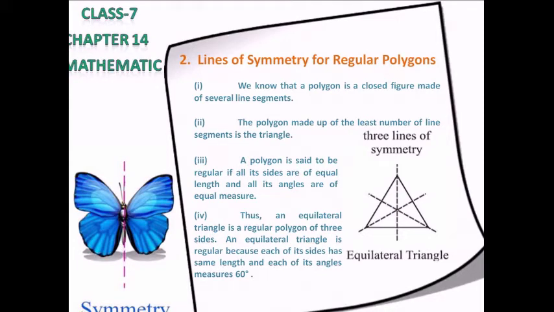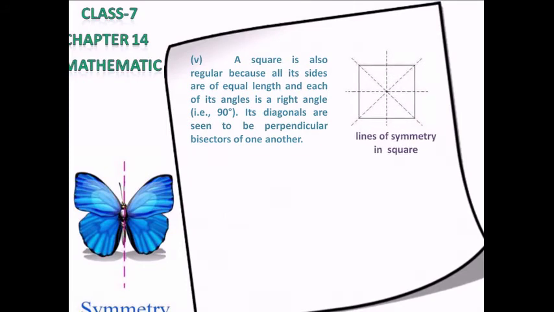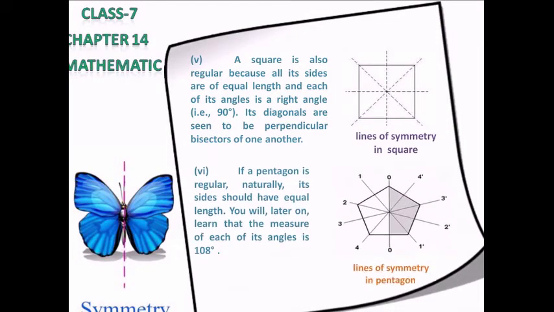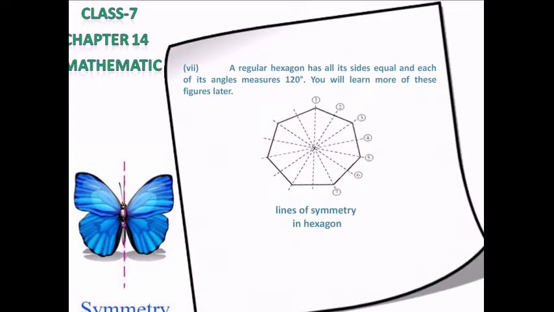An equilateral triangle is regular because each of its sides has same length and each of its angles measures 60 degrees. A square is also regular because all its sides are of equal length and each of its angles is a right angle, that is 90 degrees. Its diagonals are seen to be perpendicular bisectors of one another. If a pentagon is regular, naturally its sides should have equal length. You will later on learn that the measure of each of its angles is 108 degrees. A regular hexagon has all its sides equal and each of its angles measures 120 degrees. You will learn more of these figures later.